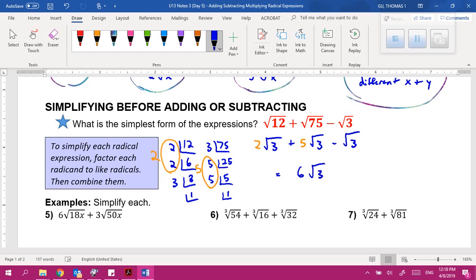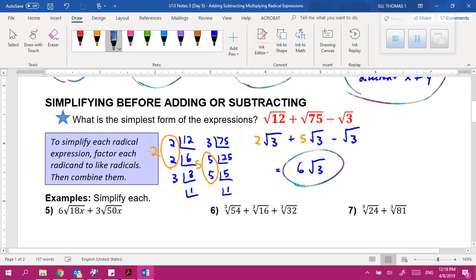6 square root of 3, that's right, because we got the 2 plus the 5, that's 7, minus the 1 square root of 3 at the end, which is 6 square root of 3. Boom, there it is.